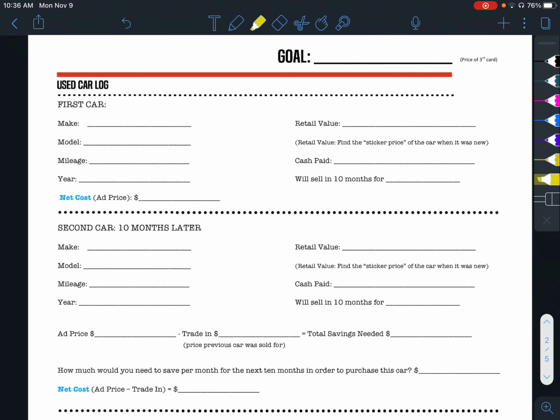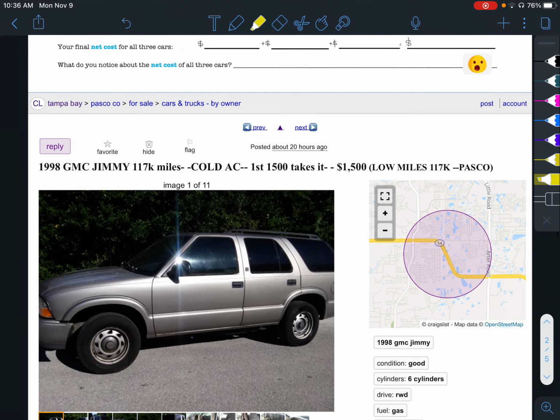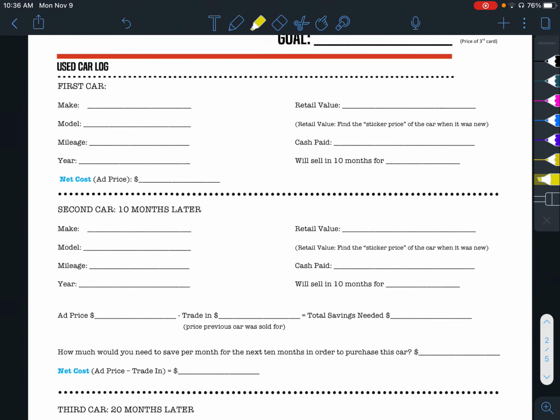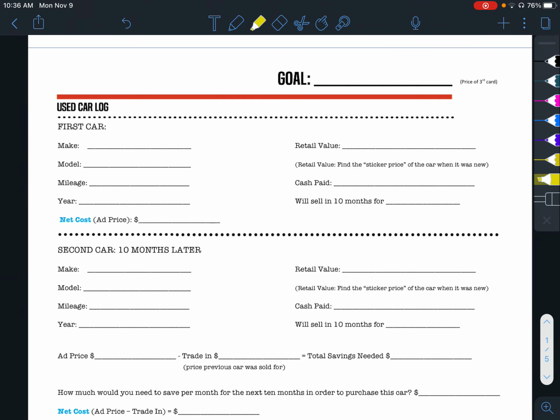All right, so like I said, I have ads at the bottom that I'll upload this example to Moodle. So I'm not going to scroll back and forth each time just for the sake of time, but I'm going to fill out some of these blanks just as an example. So the first car that I found was a GMC Jimmy. So when we're talking make and model, GMC is who makes the car. The model is what specific GMC it is. The one that I found was actually 1998, pretty classic.